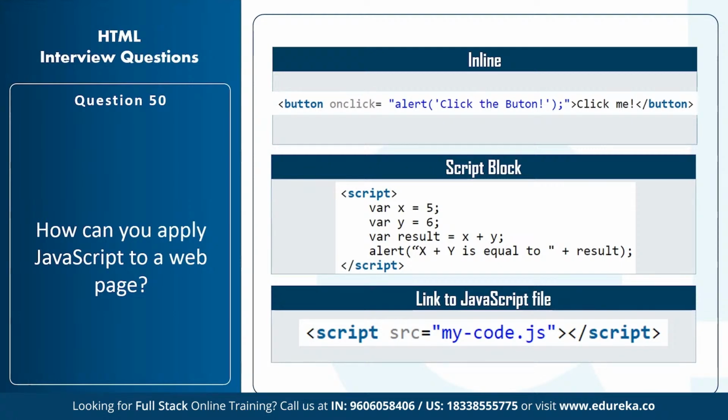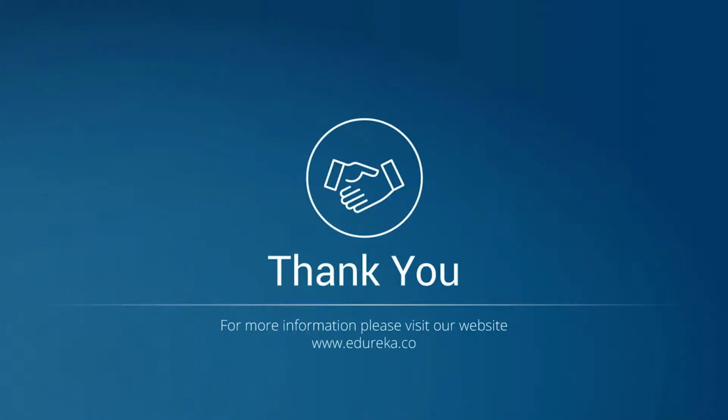And finally, you have the link to a JavaScript file method. Now this allows you to keep the content of the page separate from how users interact with that content. Also, it allows you to load the same script on multiple pages. Now, as with the script block, you can also load a JavaScript file from the head or the body tag itself. So here you just have to insert your source code inside your script tag, and you can link it to your JavaScript file. So with this, we have come to the end of our top 50 HTML interview questions.